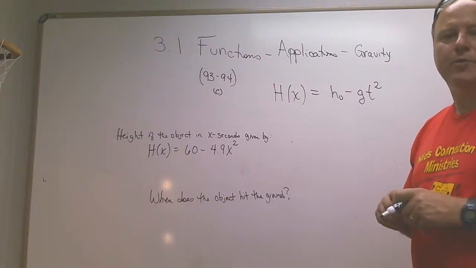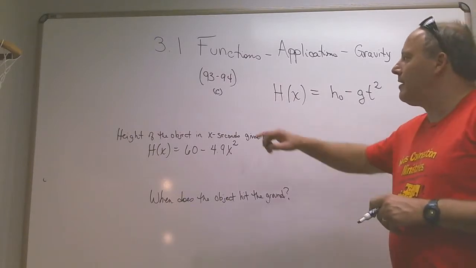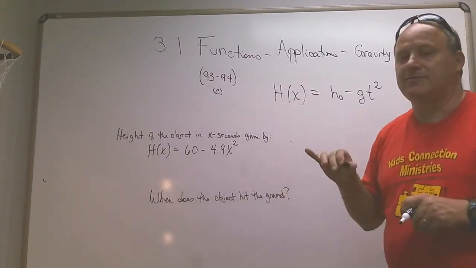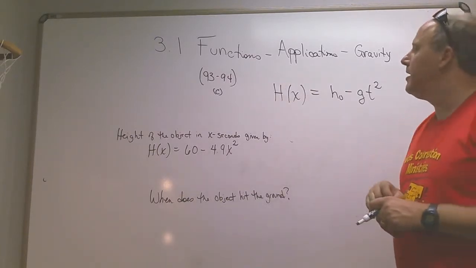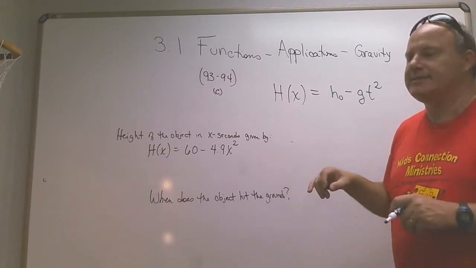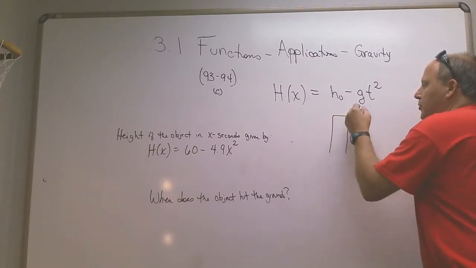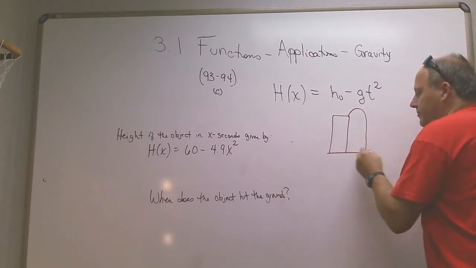Hey, we're in 3.1 still, functions, applications. This deals with gravity. It's probably like 93, 94. I had somebody ask just for part C. But 93, 94 is based on the height of an object. You have an object that's a certain height and it's thrown upward and then it comes back and hits the ground.